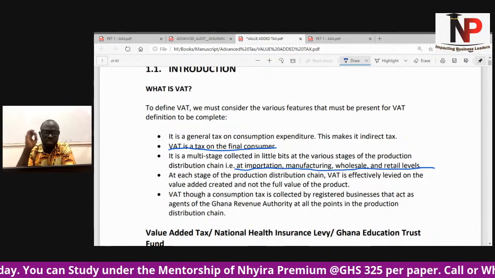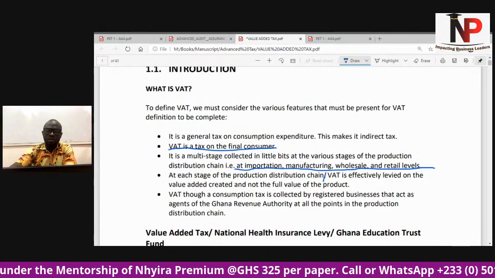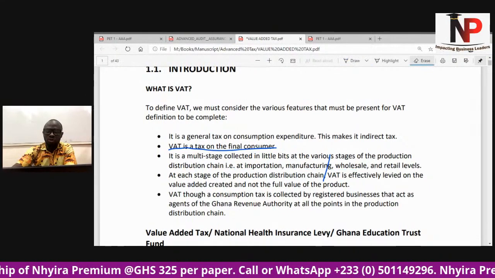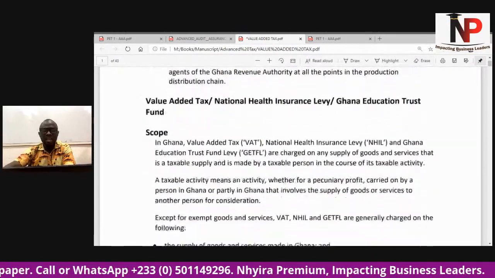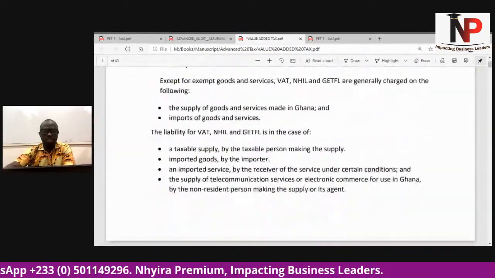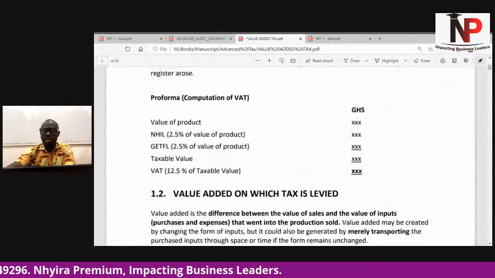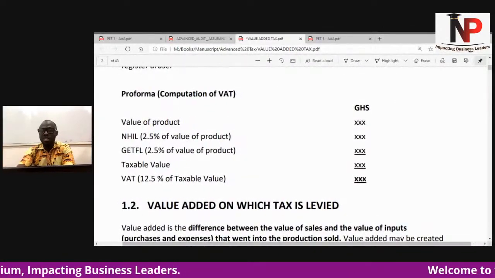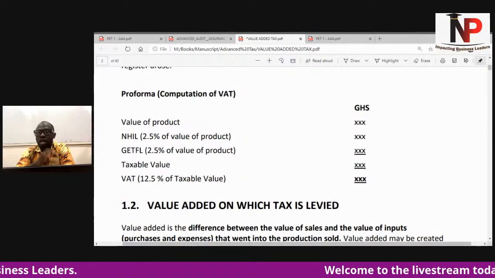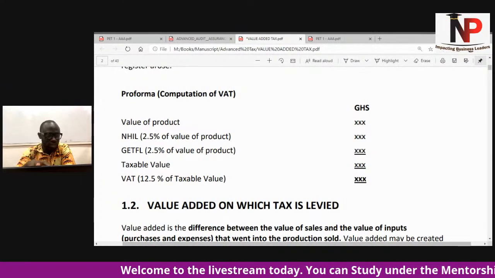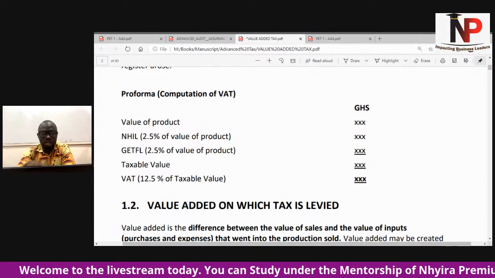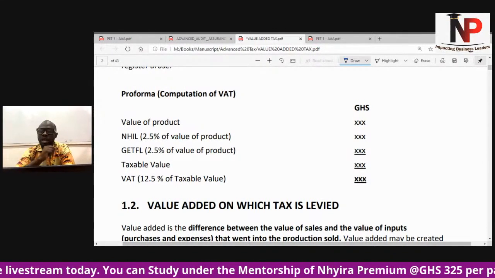Registered businesses who act as agents of the Ghana Revenue Authority. So that was what we mentioned in relation to that. Then we came to the issue about mechanism, the computation of VAT. Remember, this pro forma is very, very critical, because our understanding of value-added tax is going to be based on our ability to actually understand this pro forma that we have here.